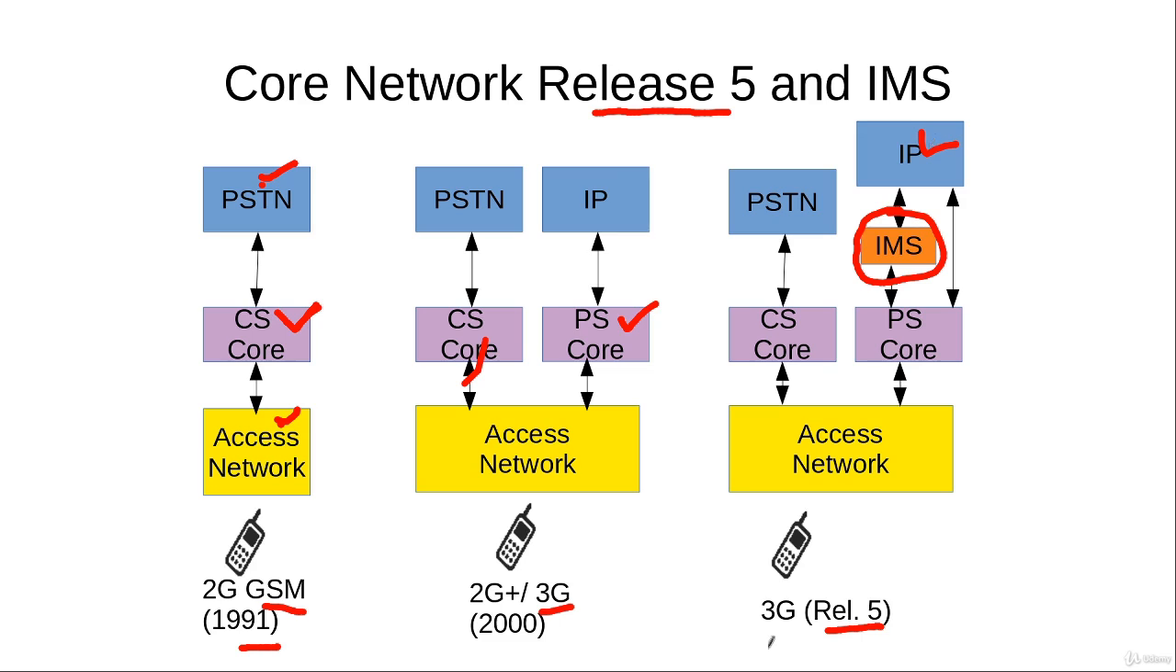So in the case of release 5, we have options. Either we can use the circuit switched core in order to handle the voice as circuit switched voice calls, or we can use the IMS, or the IP Multimedia Subsystem, in order to handle the voice calls as packet switched calls over the IP network.